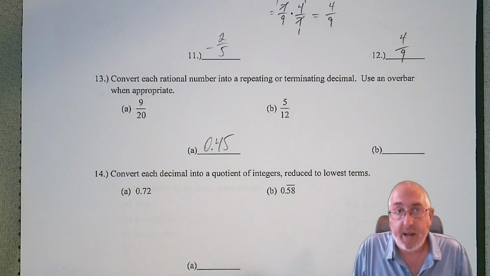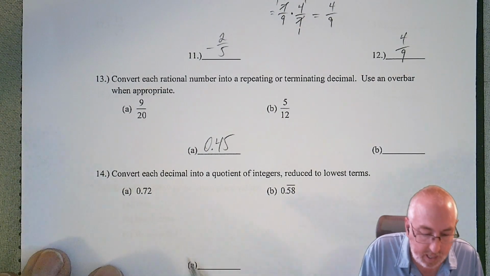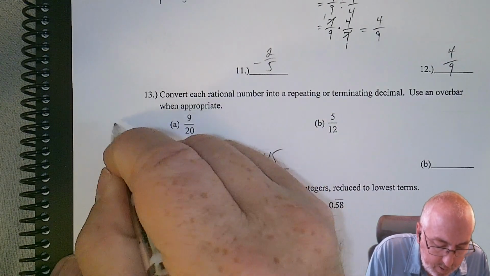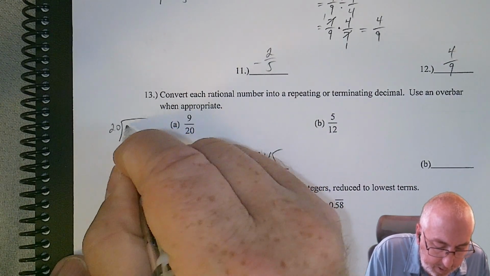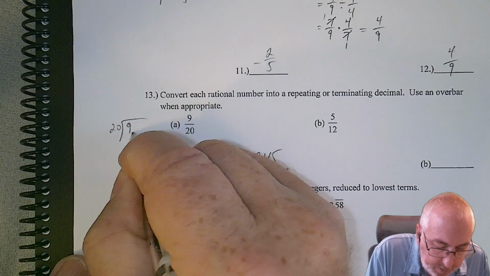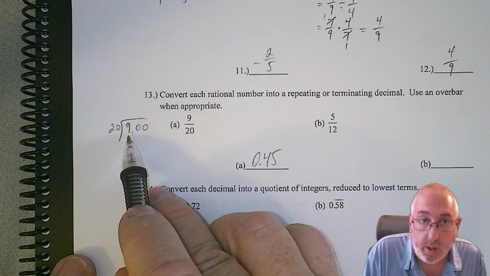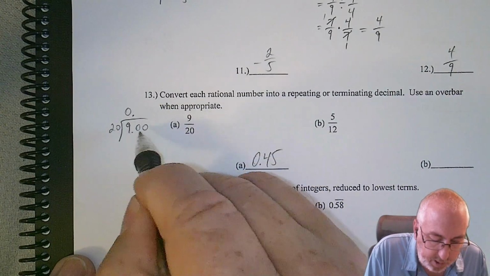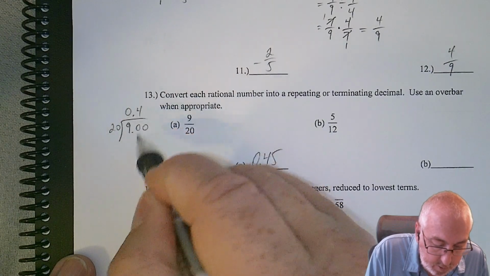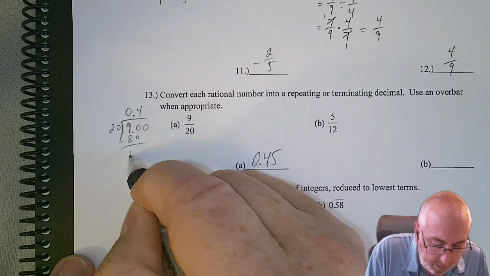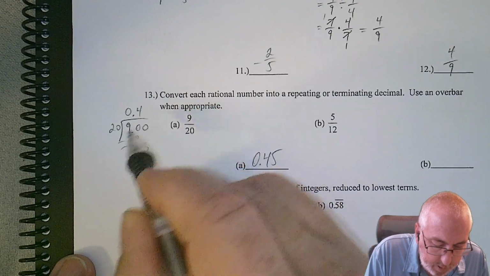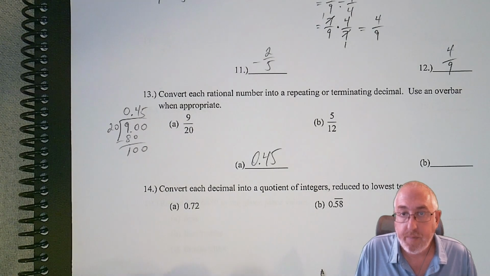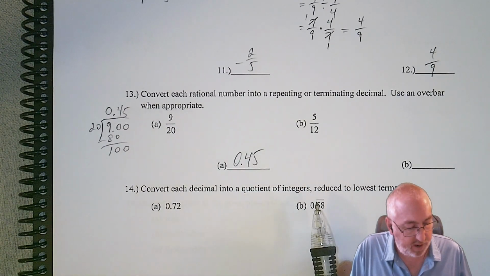Now, can you do this by hand? Of course. If you want to do it by hand, make sure that the top number goes on the inside of your long division. So you've got 20 on the outside and that 9 on the inside. And if we wanted to divide this out, 20 can't go into 9, but 20 does go into 94 times. Bring down the subtraction. 20 goes into 105 times. So there's our 0.45.